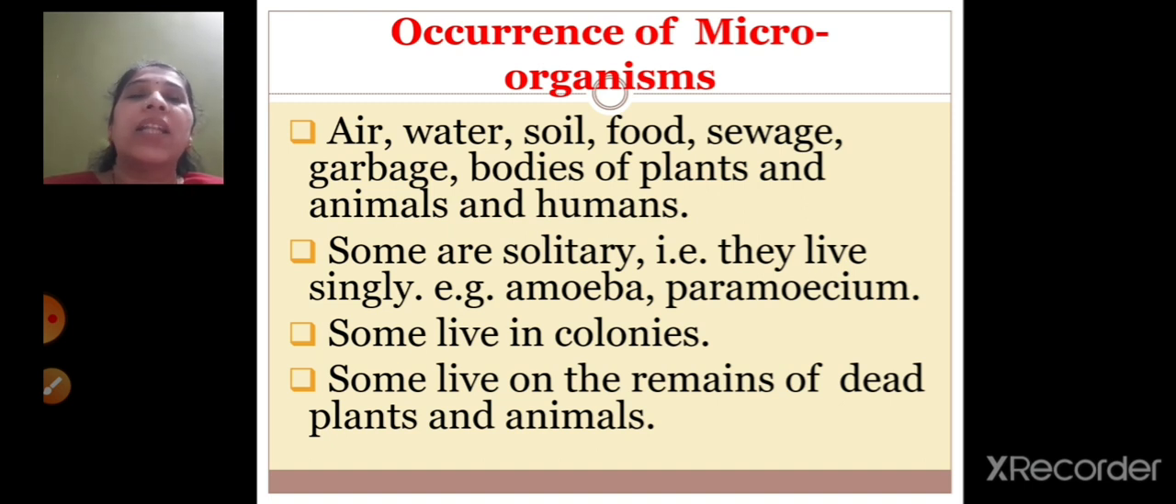Then we saw the definition of microorganism. So what is a microorganism? The organisms which we cannot see by our naked eye and we can observe only under the microscope are called microorganisms. And where are these microorganisms present? They are present all around us, right? Then some microorganisms prefer to live singly, and some prefer to live in colonies, and some microorganisms are present on the dead plants and animals also. So I hope students you have understood today's part.